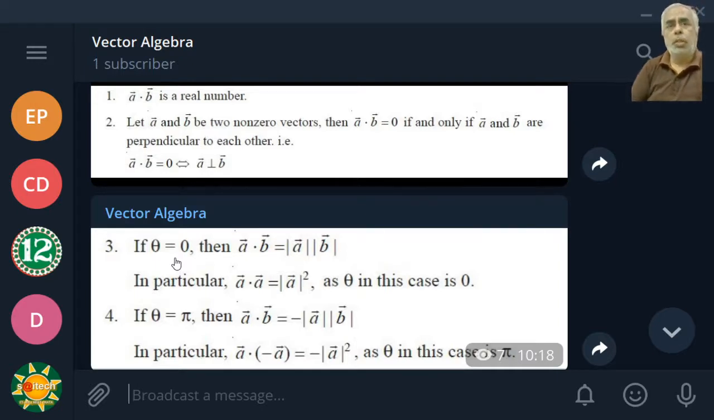Then suppose vector A dot vector A. It means the magnitudes of both are equal and their direction is also the same. So in that case theta is equal to 0, and it becomes A squared. After all, it is the magnitude of A into the magnitude of another A, so A squared.